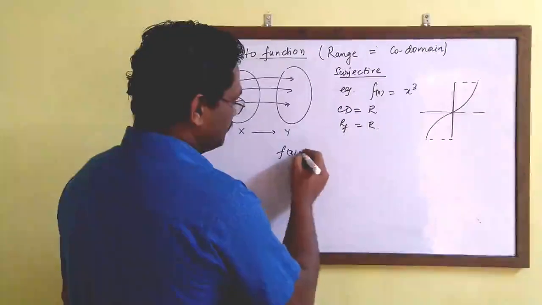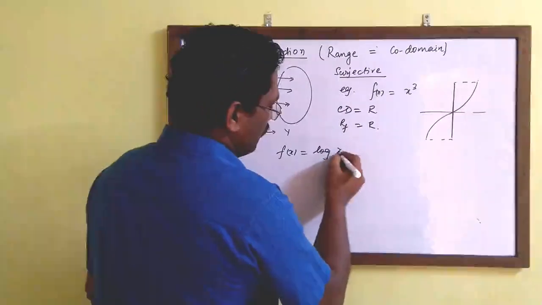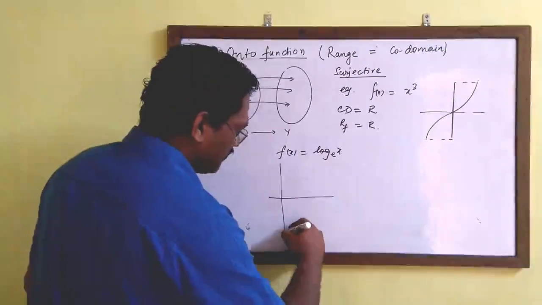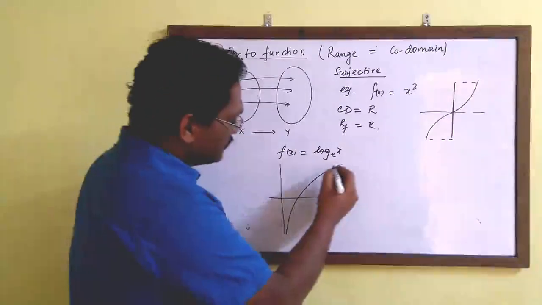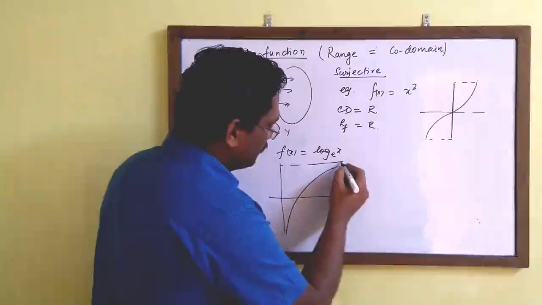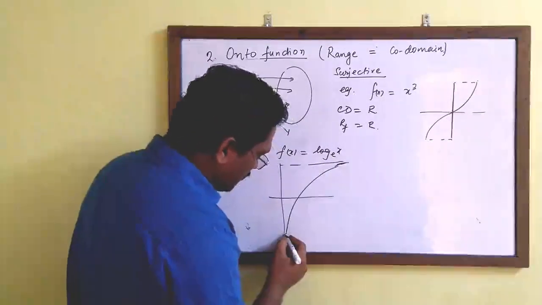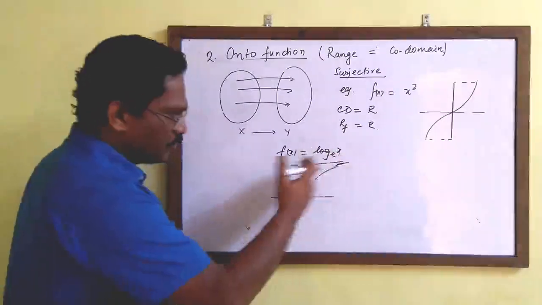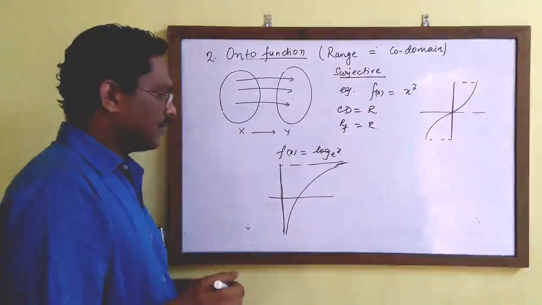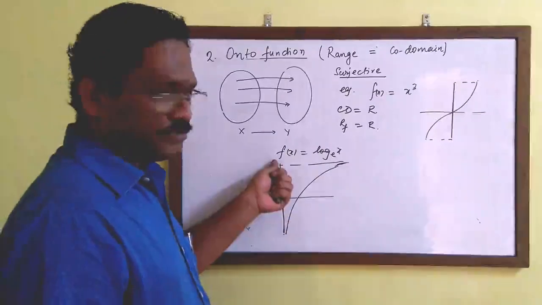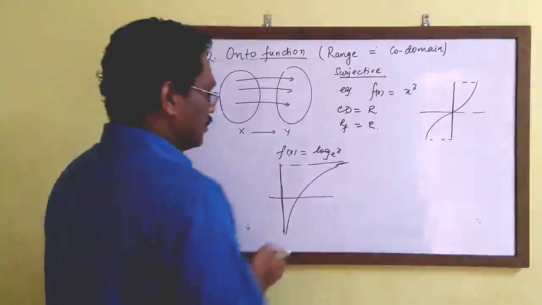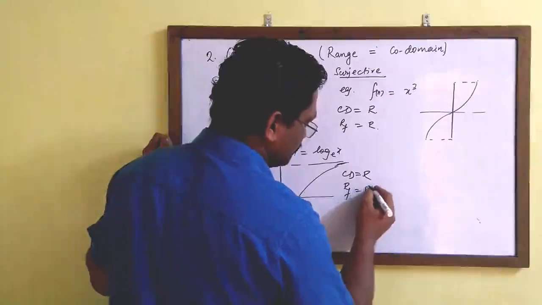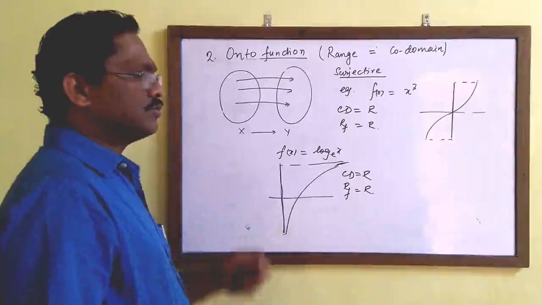Now f(x) equal to, say, let us take log x. Now log x has got a graph like this. If I project this graph, it will cover the entire y-axis. So since the projection of this graph covers the entire y-axis, I'll say the range of this function is the entire y-axis. So the codomain of this function is R and the range of this function is also R. So this is also an onto function.